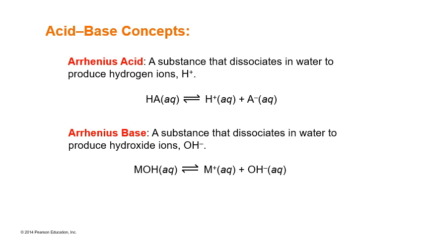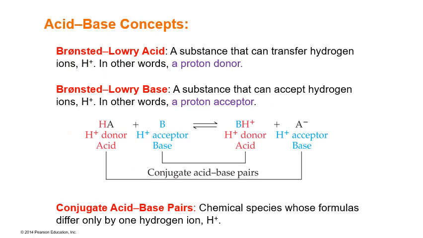One was Arrhenius acid-base, where a substance that dissociates in water produces hydrogen ions. And second was Brønsted-Lowry acid, where the definition is a substance that can transfer hydrogen ions, or H+. In other words, a proton donor. We called conjugate acid-base pairs chemical species whose formulas differ only by one hydrogen ion.